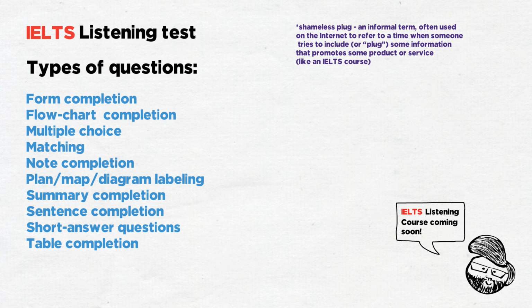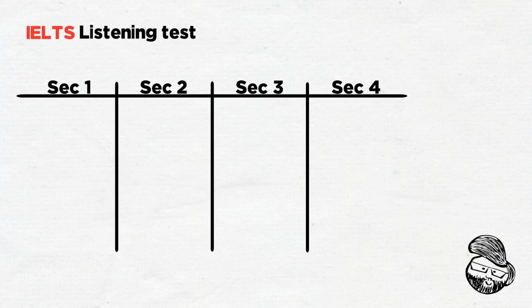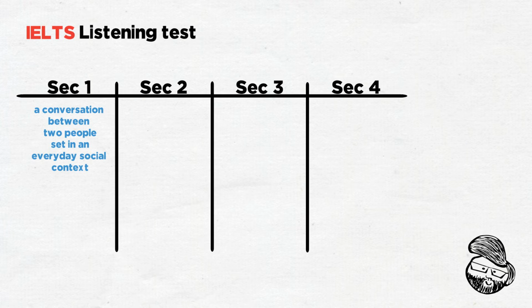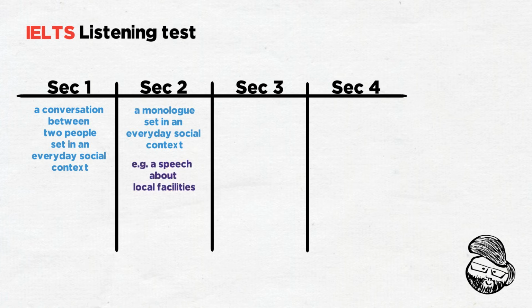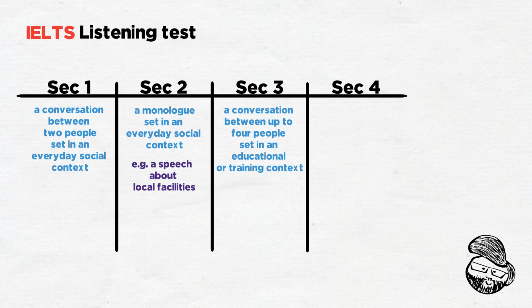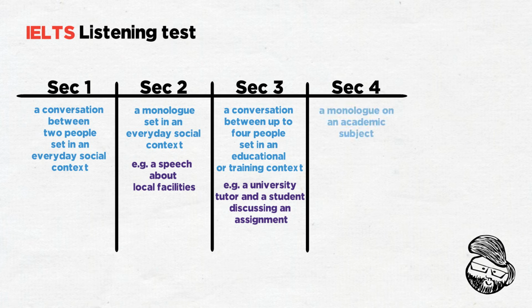Each section has a different format. Section 1. A conversation between 2 people set in an everyday social context. Section 2. A monologue set in an everyday social context. For example, a speech about local facilities. Section 3. A conversation between up to 4 people set in an educational or training context. For example, a university tutor and a student discussing an assignment. And Section 4. A monologue on an academic subject. For example, a university lecture.